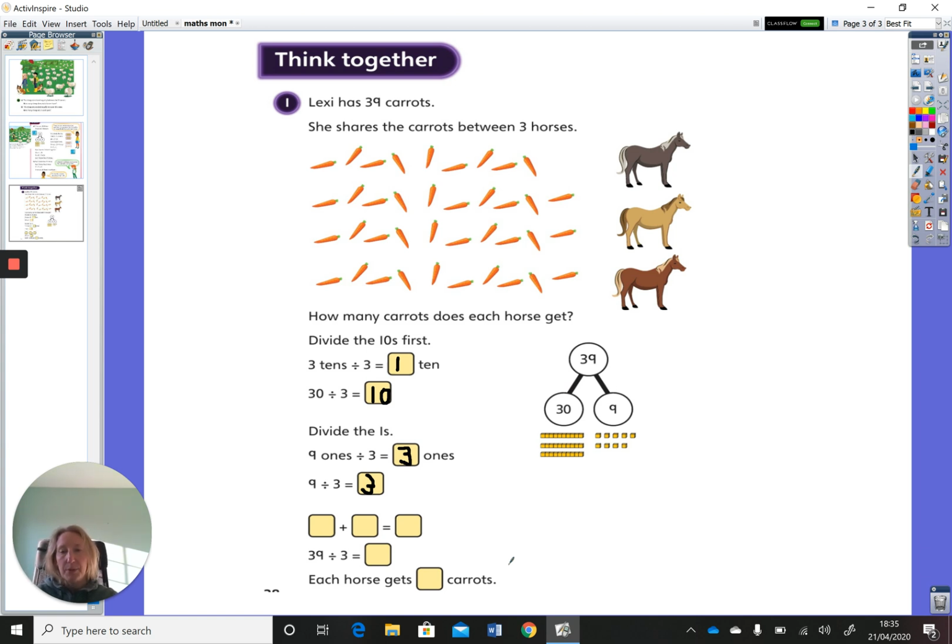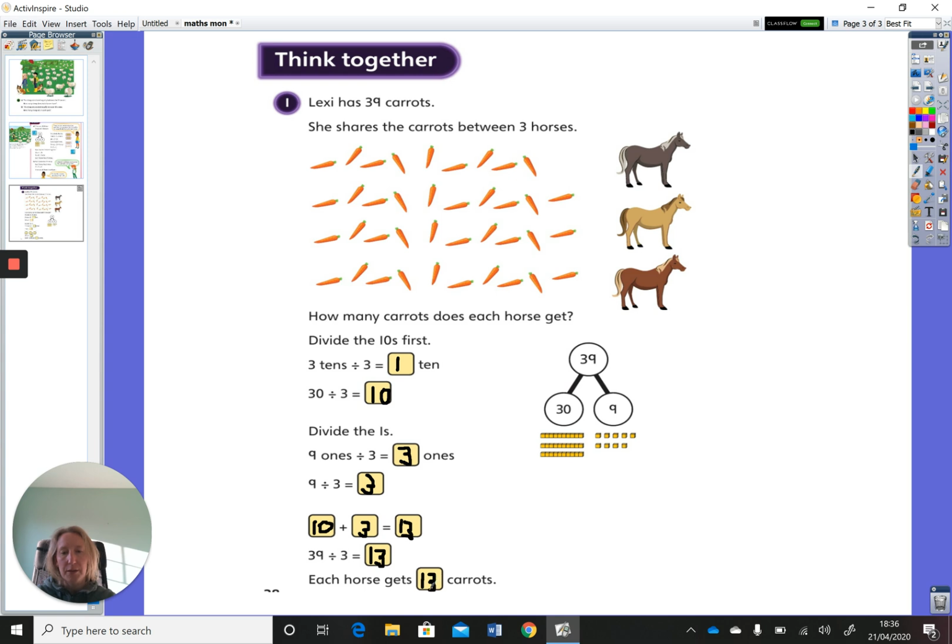And then the last step is you need to add your answers together: the answers from dividing your tens and the answers from dividing your ones. So we need to add 10 plus 3, and we get 13. So 39 divided by 3 is 13. I'm smiling because I'm trying really hard to keep my numbers in the box and I'm struggling. I'm almost sure you can do a better job than me. So each horse gets 13 carrots.